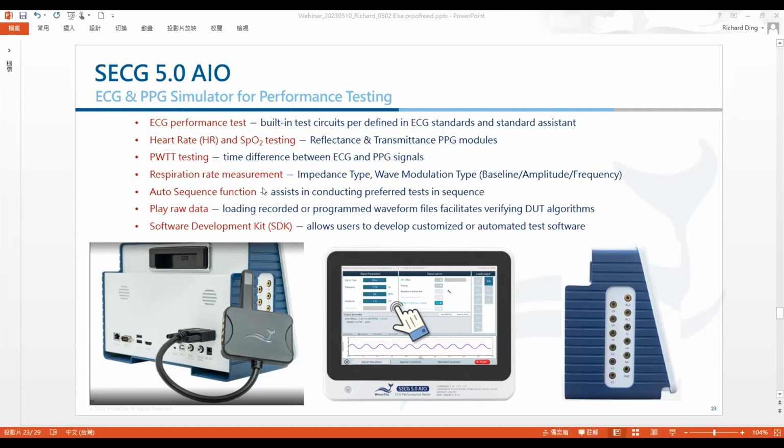We have an auto sequence function, where we can set different setups and then play the different setups one by one. And we can play raw data, so any recorded raw data we can replay. And we have an SDK function, the software development kit, so the machine can be controlled by another PC using C# or Python.